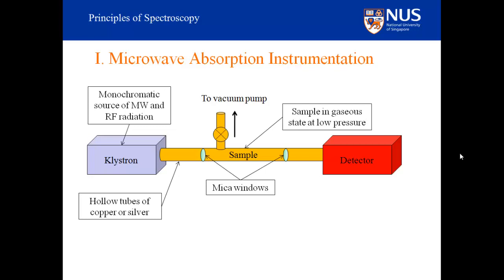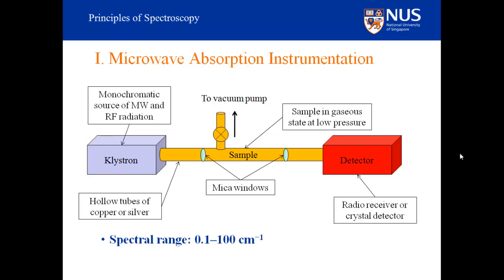The central section can then be evacuated using a vacuum pump, and the sample that we are interested in can be introduced as a gas at low pressure. The detector is simply a radio receiver or crystal detector. We can then pass microwave radiation from, say, 0.1 to 100 wave numbers through our sample and collect the spectrum.